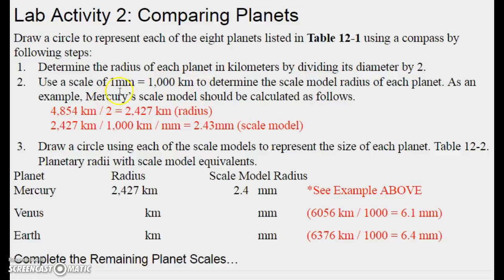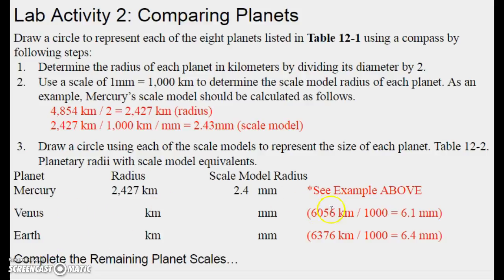For example, in 12-1, you'll find that the diameter of Mercury is 4,854 kilometers. Divide that by 2, and I find it's 2,427 kilometers of radius. I divide 2,427 kilometers by 1,000 to convert it into millimeters, and you find that it's 2.43 millimeters. So we'll just write it as 2.4 millimeters, because 0.03 millimeters would be really hard for you to determine. So that's how we start this off. I'll do a couple more with you.